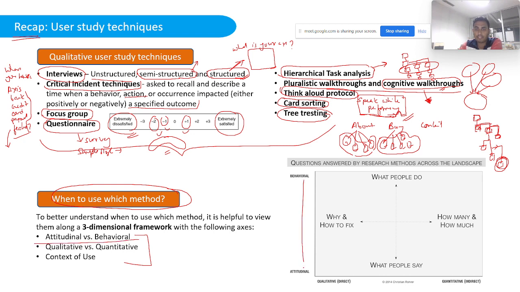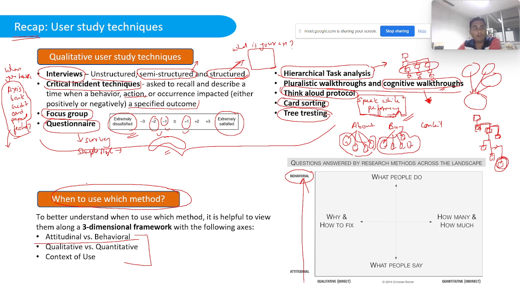So we have the axis here where we look at whether the kind of information we are looking for is attitudinal or behavioral. For example, if we want to know how this particular application of credit card payment works, probably we'll be looking for behavioral information. So we choose some technique where we can observe the particular use case of that feature.